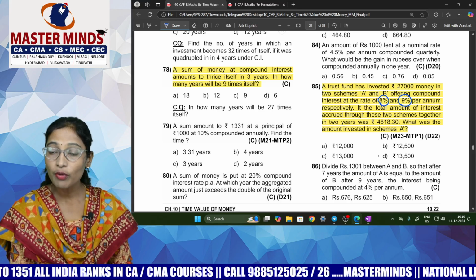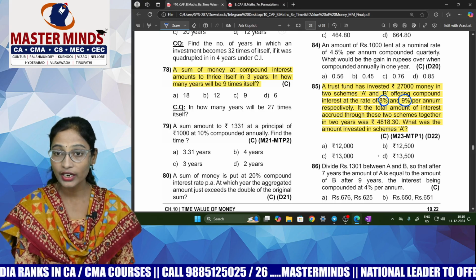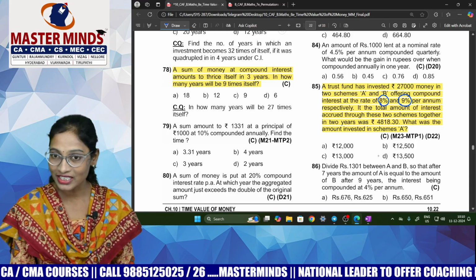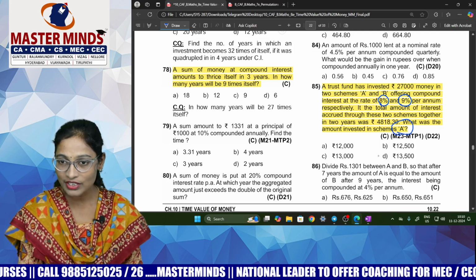So if the total amount of interest accrued through these two schemes together is 4,818.30, meaning the total amount of compound interest earned through both the schemes is this much, then what is the sum that is invested in scheme A?